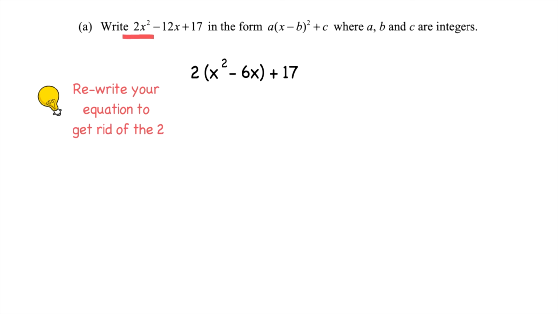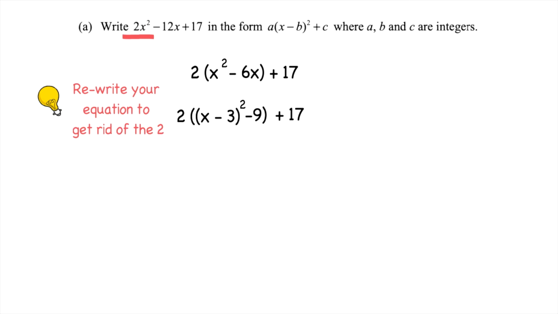Next, we complete the square as normal, but just with a 2 and an additional set of brackets. So focusing on our normal completing the square method, I would want to get a set of brackets and half the middle term. Half of minus 6 is minus 3. 3 times 3 is 9, so I'm going to take away 9. Then we add in whatever is left, so I'm going to add in 17.